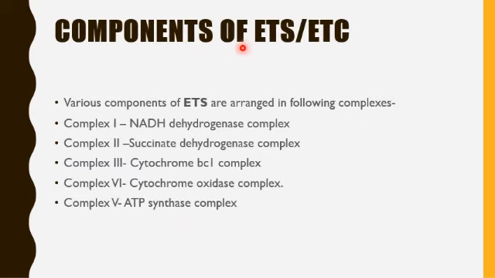Components of the electron transport system or electron transport chain. Various components of ETS are arranged in the following complexes. So there are 5 complexes. Number 1 is NADH dehydrogenase complex. Complex 2 is succinate dehydrogenase complex. Complex 3 is cytochrome BC1 complex. Complex 4 is cytochrome oxidase complex, and the 5th is ATP synthetase complex.